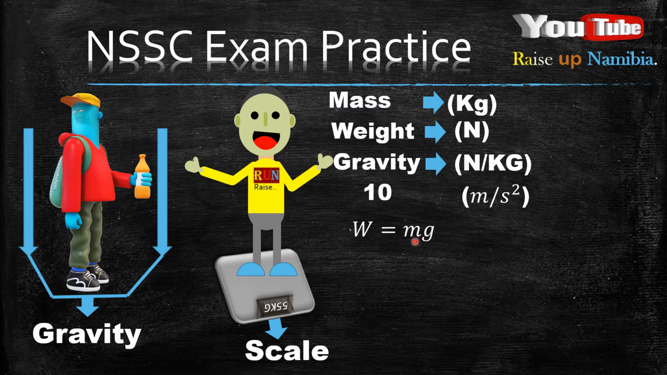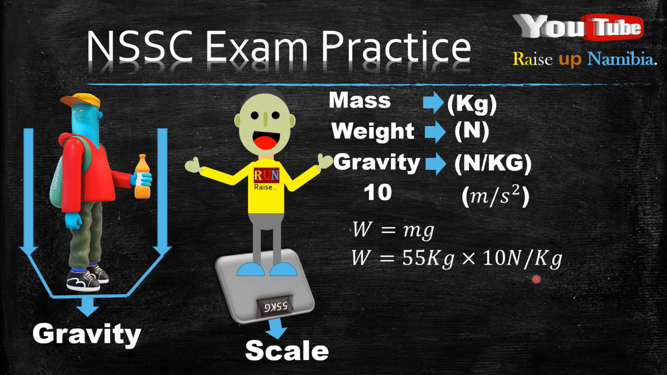Okay. Now, given this formula, let's look at this guy that is on the bathroom scale. If we are to calculate his weight, remember we found his mass, which was 55 kg. Okay? Now, what is his weight? According to this formula, we can find his weight by multiplying his mass by the gravitational field strength, okay, which is 10 newtons per kilogram.